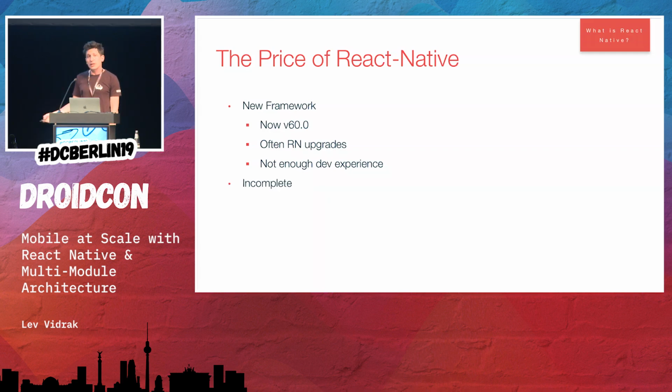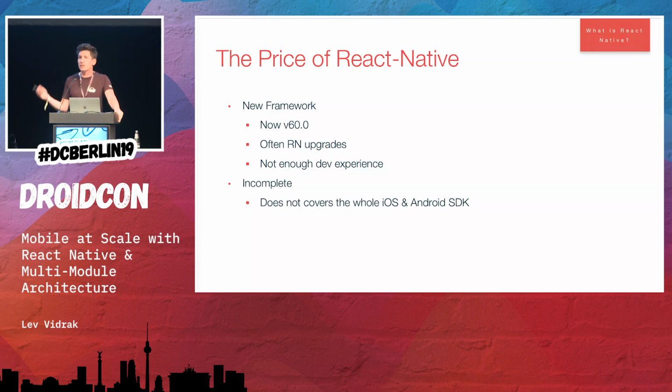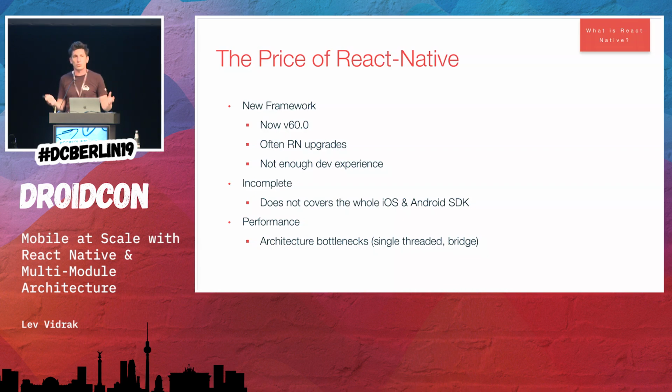In addition, it's incomplete, as I said. It doesn't cover the full Android and iOS SDK. And that means that we need to develop our own infrastructure sometimes, or be dependent on some third parties' libraries, and dependencies are always a risk. And another thing is performance, and we have some architecture bottlenecks in React Native that are, as we grow, we see more and more performance issues. As our features are becoming more complicated, we struggle with more problems.